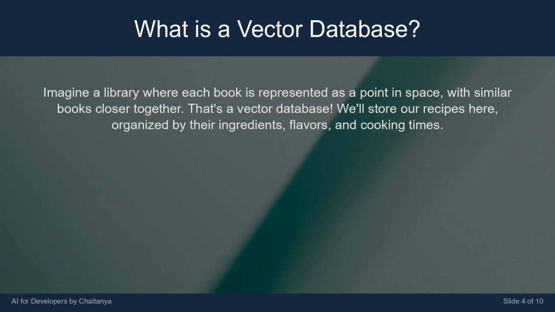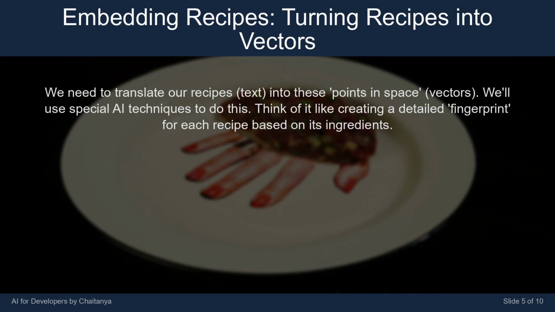Imagine a library where each book is represented as a point in space, with similar books closer together. That's a vector database. We'll store our recipes here, organized by their ingredients, flavors, and cooking times. We need to translate our recipes, text, into these points in space, vectors. We'll use special AI techniques to do this. Think of it like creating a detailed fingerprint for each recipe based on its ingredients.